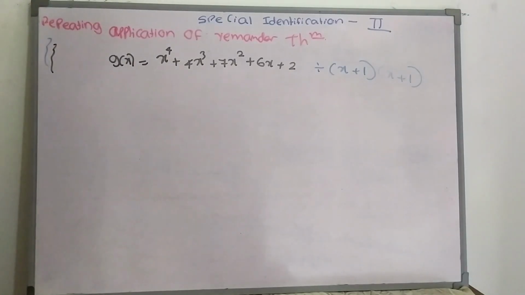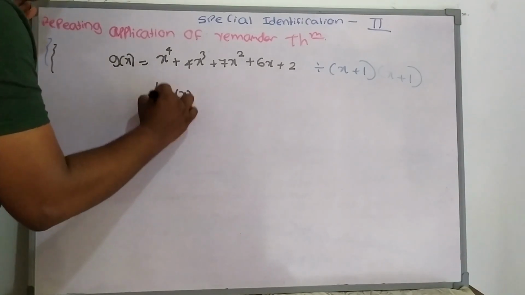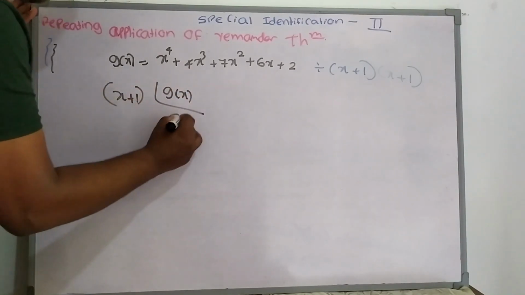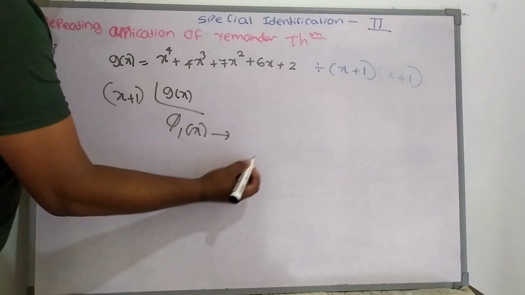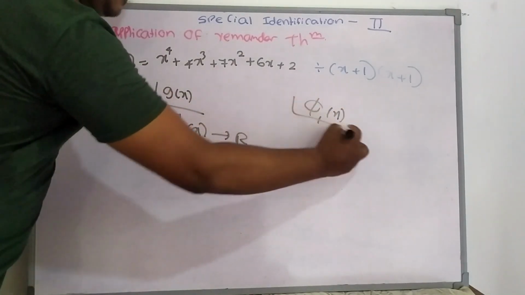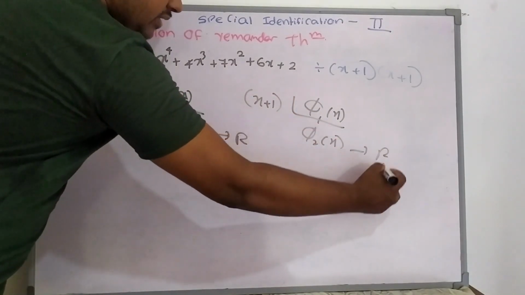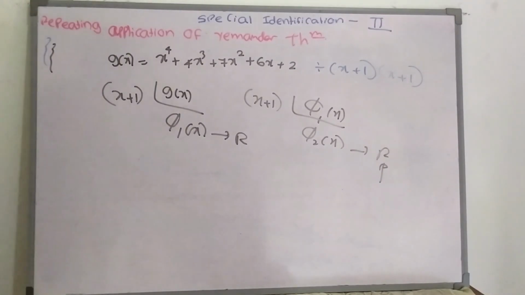Okay. So what to do? You have to take g(x) and divide it by x plus 1, and you will get psi 1(x) and some remainder. Then psi 1(x) again, divide by x plus 1, and you get psi 2(x) and again a remainder r. If this r is 0 in this whole process, then the whole g(x) is a factor of (x plus 1) whole squared. So that is what we are expecting in this question, right?